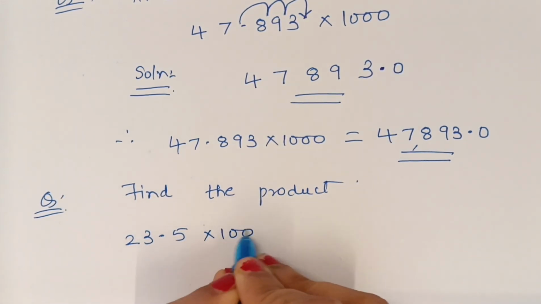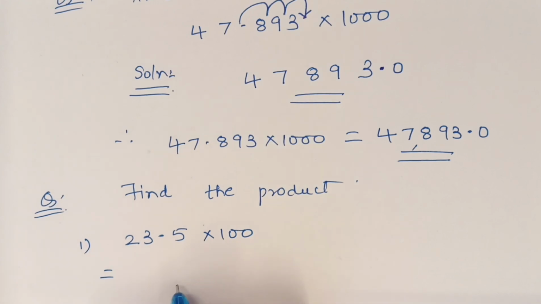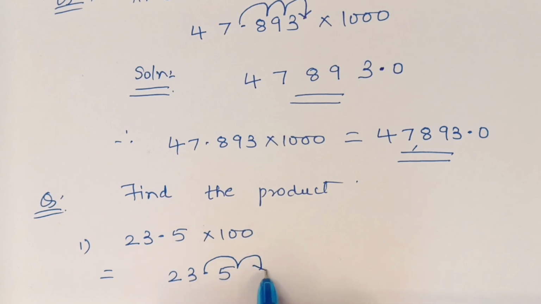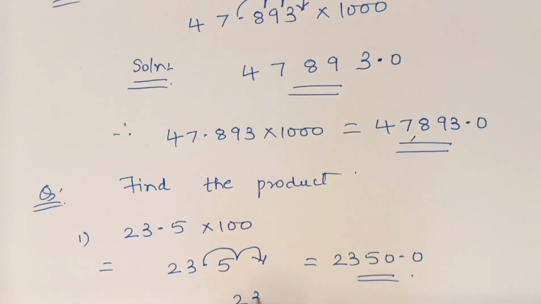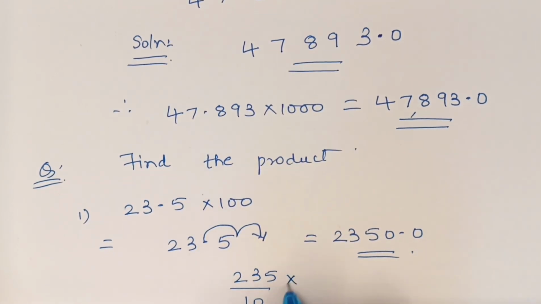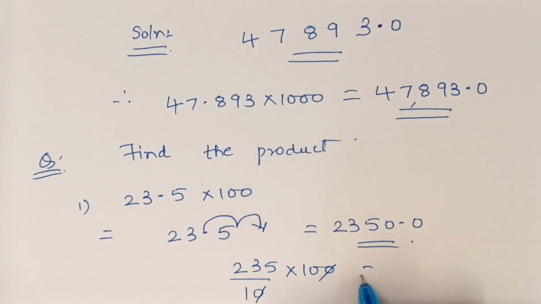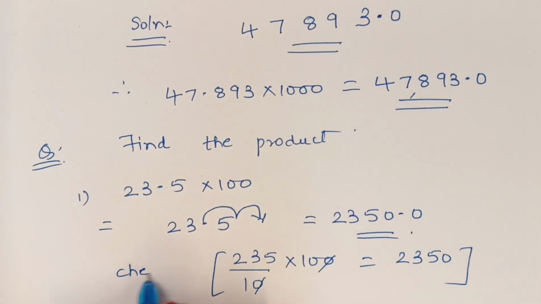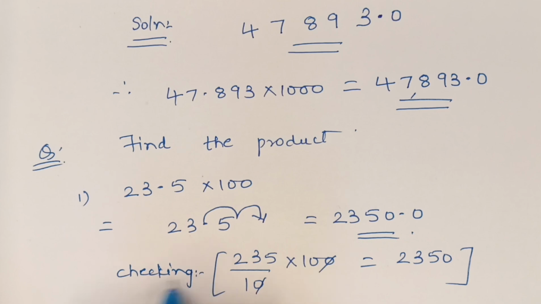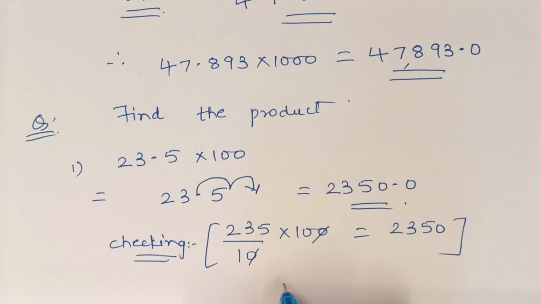23.5 into 100. So how will you do? 23.5. 2 zeros. 1, 2. So your answer is what? 2350.0. If you want, you can recheck by 10 into 100. So your answer is 2350. This is checking part. But no need to check. You can check in this way whether your answer is correct or incorrect.